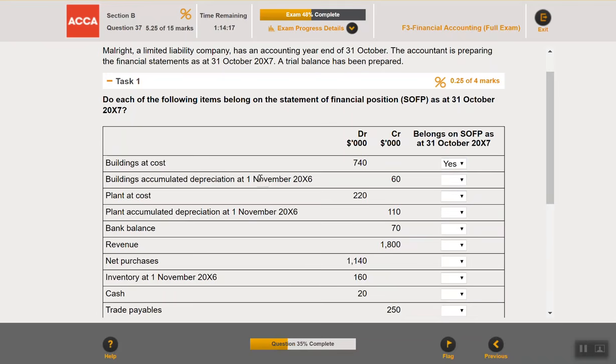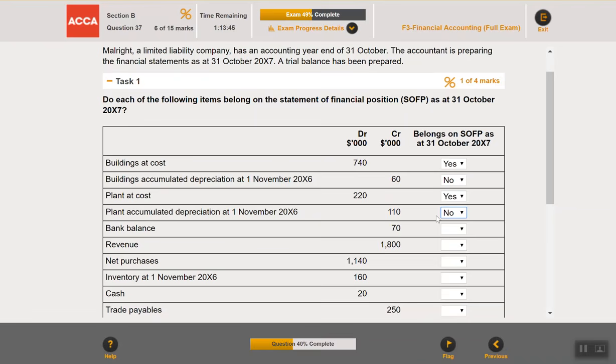Okay, we have 1st November. Accumulated depreciation comes, but not opening accumulated depreciation. Closing accumulated depreciation comes. So there is a trick in the date. So accumulated depreciation features, but because of this date here, it doesn't feature. It is opening balance. Only the closing balance will feature there. So no. Plant cost, yes, same thing. Again, accumulated depreciation 1st November does not feature.